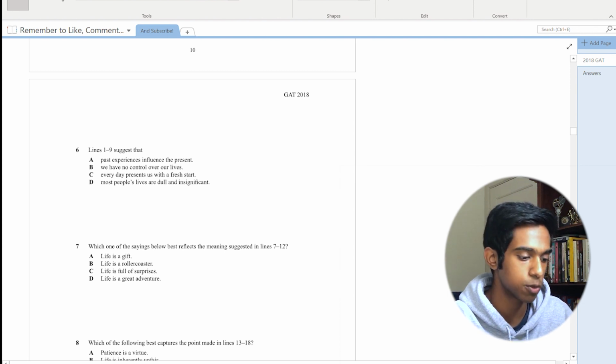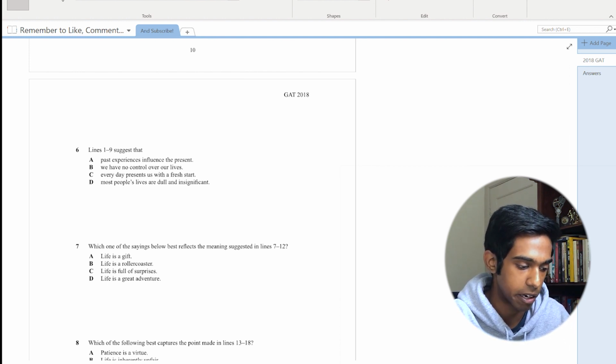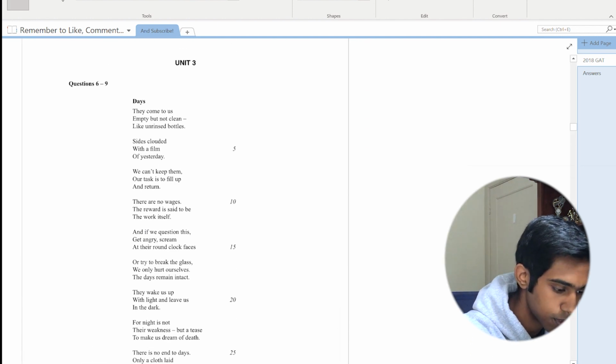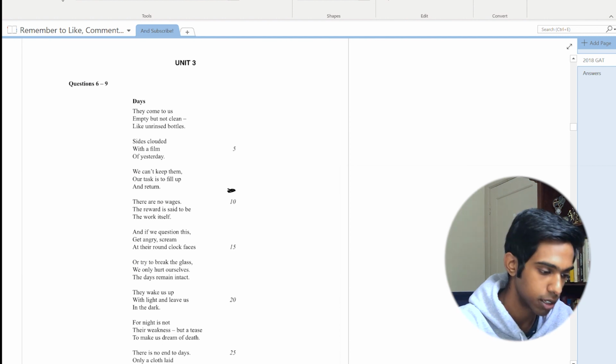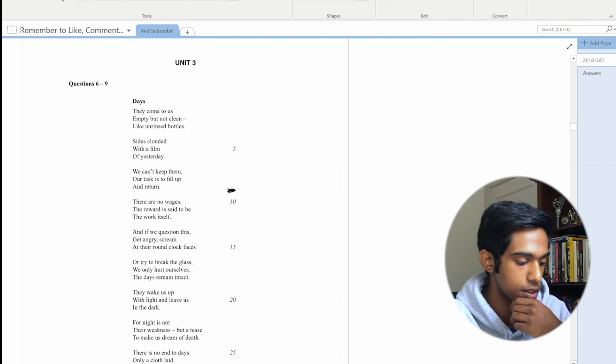Lines 1 to 9 suggest that past experiences influence the present. We have no control over our lives. Every day presents us with a fresh start, and most people's lives are dull and insignificant. Okay, so let's read 1 to 9. That's up to here. Days, they come to us empty but not clean, like unrinsed bottles.